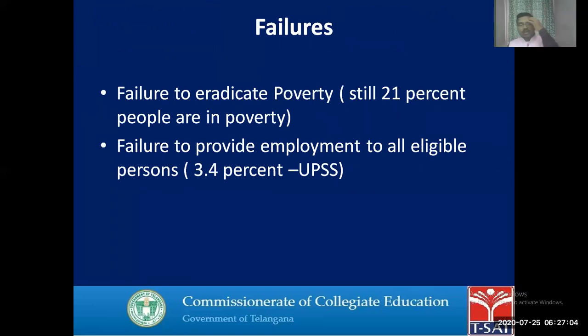Now we will turn to the failures. India's five-year planning system failed to eradicate poverty. Still now 21% people are there. In recent times, there is no estimation system. These are old estimates, 2010-11 estimates. 21% in the sense, around 35 people still in poverty. And there is huge unemployment so far, still now, around 3.4%.